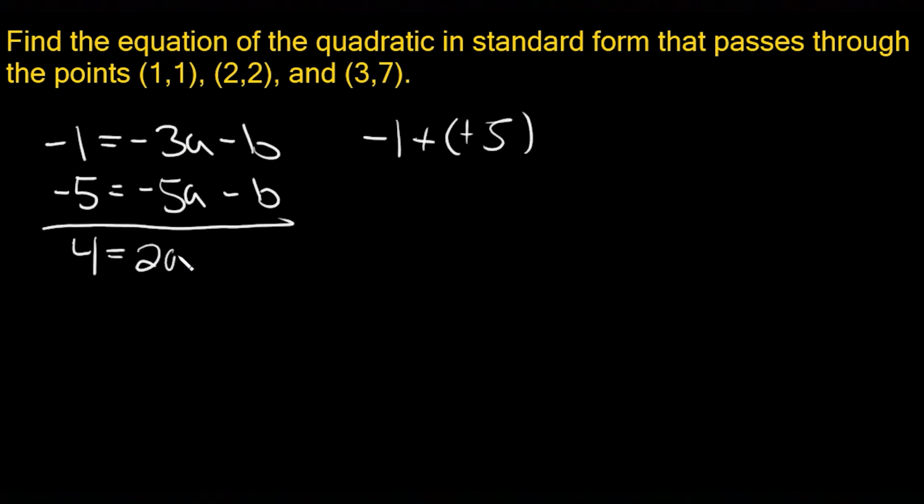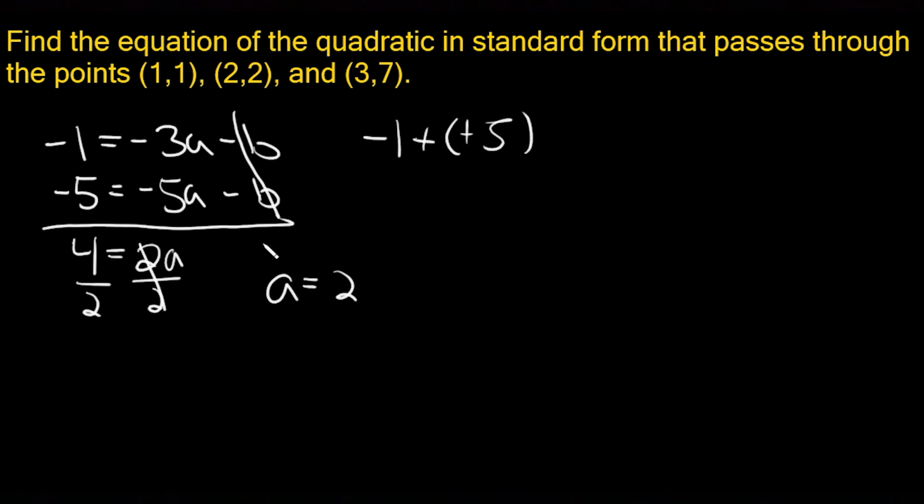So positive 2a. And then negative b minus a negative b, that will cancel out. That's what we want. Okay, so these are gone. So from here, I can solve for a. I just have to divide both sides by 2, and I have it. So a is going to be equal to 2. And so that's the hardest part.